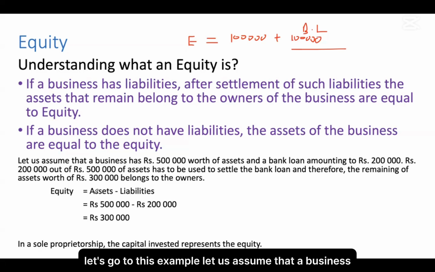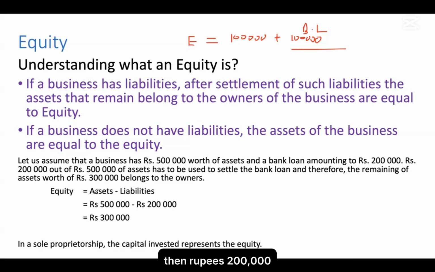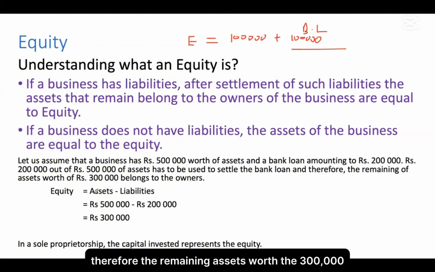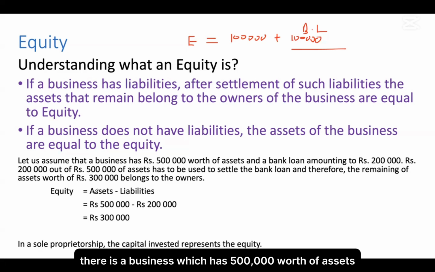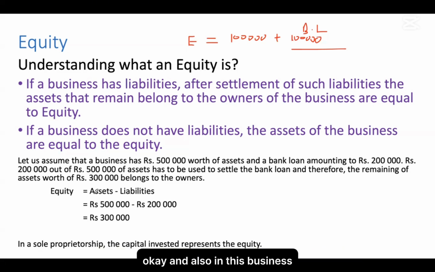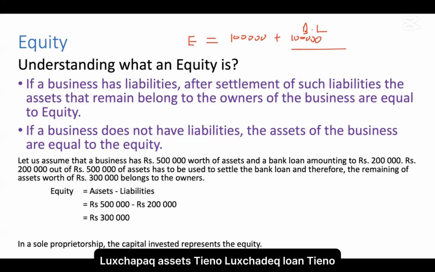Let us assume that a business has 500,000 worth of assets and a bank loan amounting to rupees 200,000. Then rupees 200,000 out of this 500,000 worth of assets has to be used to settle the bank loan. Therefore, the remaining assets worth 300,000 belong to the owners. So there is a business which has 500,000 worth of assets, and also 200,000 worth of loan. Now we want to figure out what the equity is.